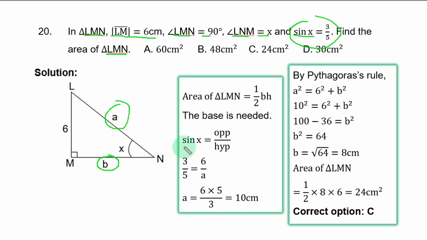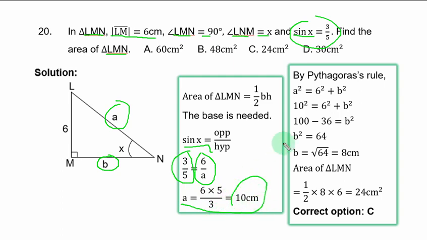So you have sin S equal to opposite over hypotenuse. Now sin S is 3 over 5. Opposite is 6. Hypotenuse is A. If you make A the subject, you have it in this form, and A is 10.